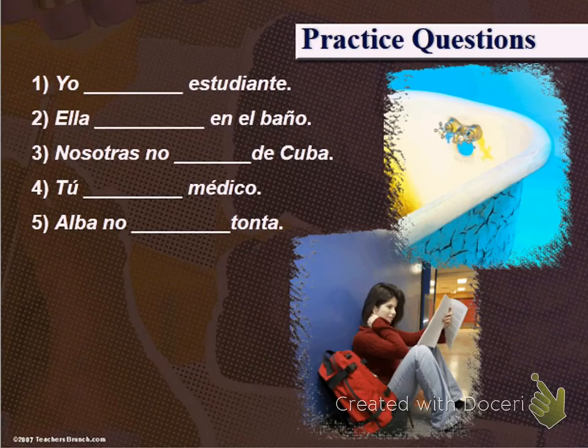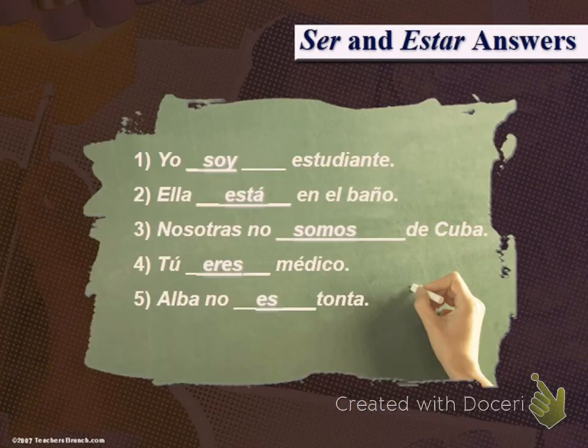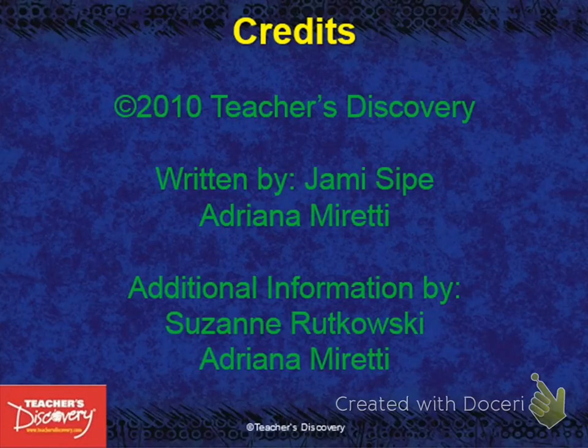All right, number 4, you are a doctor. Occupation, ser, which form of ser? Eres. Eres. Good. And last one, she is not dumb. Characteristic. So that would be also a description of somebody. So any characteristic or description will always be the verb ser. Question so far? All right, couple more.